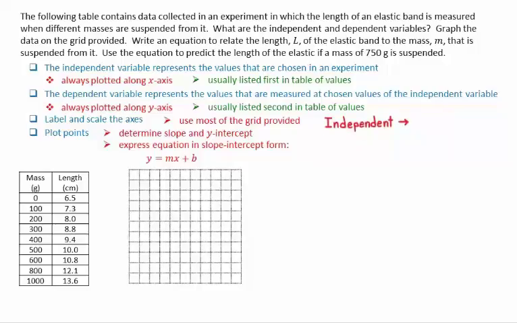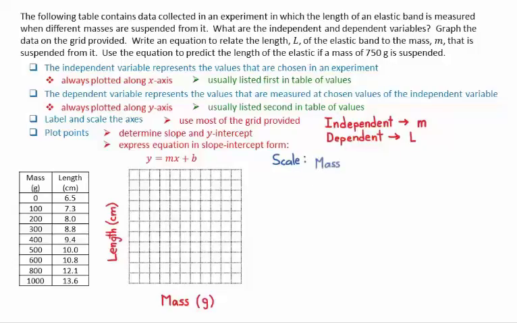In this case, the independent variable corresponds to m, the mass that is suspended. The dependent variable corresponds to L, the length of the elastic band that is measured. We can then label here the independent variable along the x-axis, the mass in grams, and the dependent variable along the y-axis, length in centimeters. We then have to scale the axes.